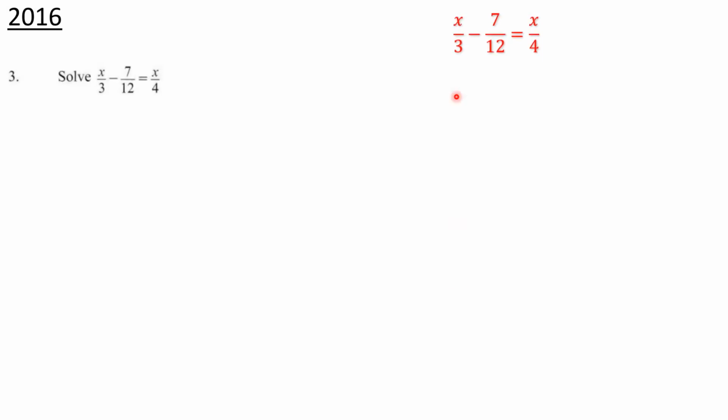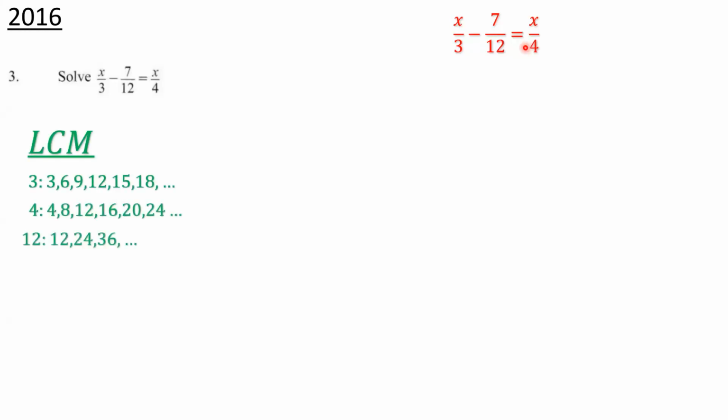Here we have x over 3 minus 7 over 12 equals x over 4. The first thing we're going to do is find the lowest common multiple of the denominators 3, 4, and 12. We list the multiples of 4, 3, and 12, and the lowest common multiple is definitely 12.